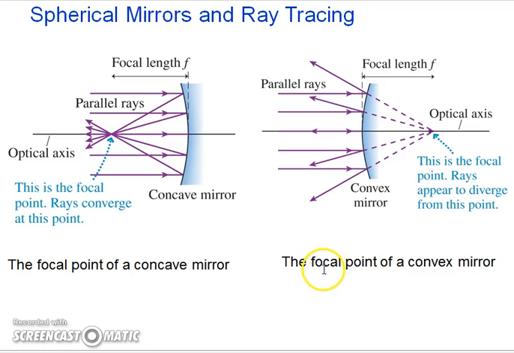So what is the focal point? All the parallel rays will focus at that point. Or if a ray is coming from that point, after reflection they will be parallel to the optical axis.